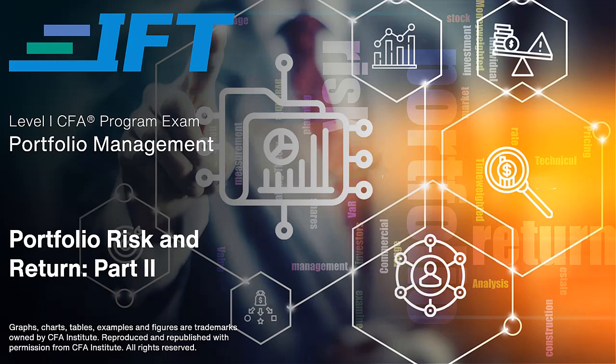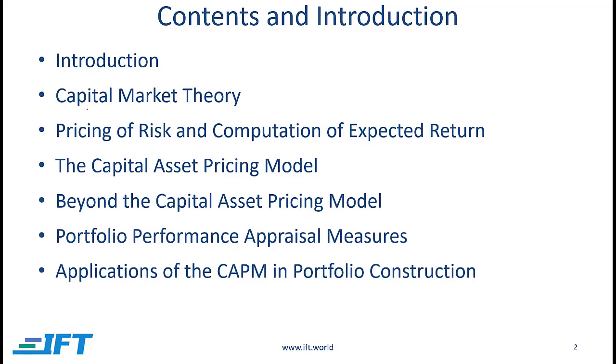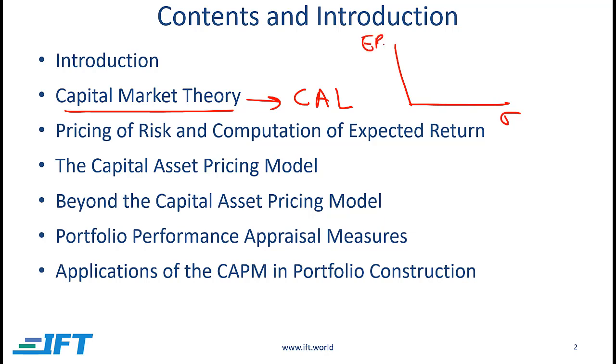Moving now to Risk and Return Part 2, and this reading builds on the previous one. We'll start out by talking about the capital market theory, and based on this capital market theory, we will come up with what is called the capital allocation line. This line has to do with the relationship between risk and expected return.